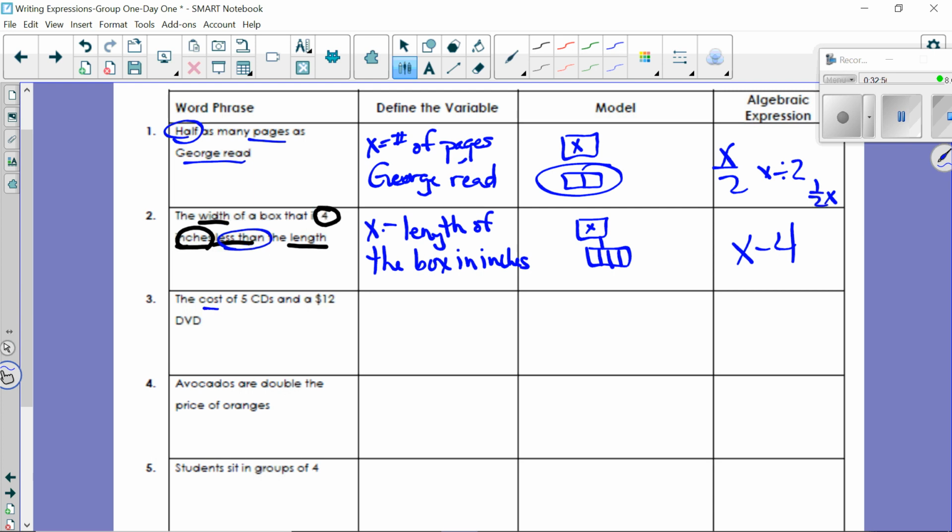Our next one, cost of 5 CDs and a $12 DVD. What is it I don't know? The cost of 1 CD. Good. Cost of 1 CD in dollars, because again, be as specific as possible. What does our model look like? I have 5 of them and a $12 DVD. So my model is 5 X's and then 12.